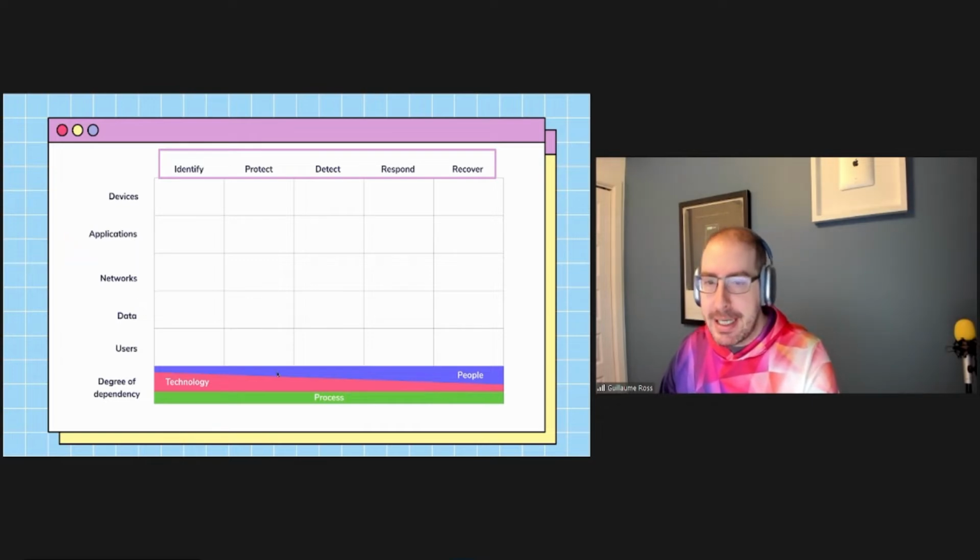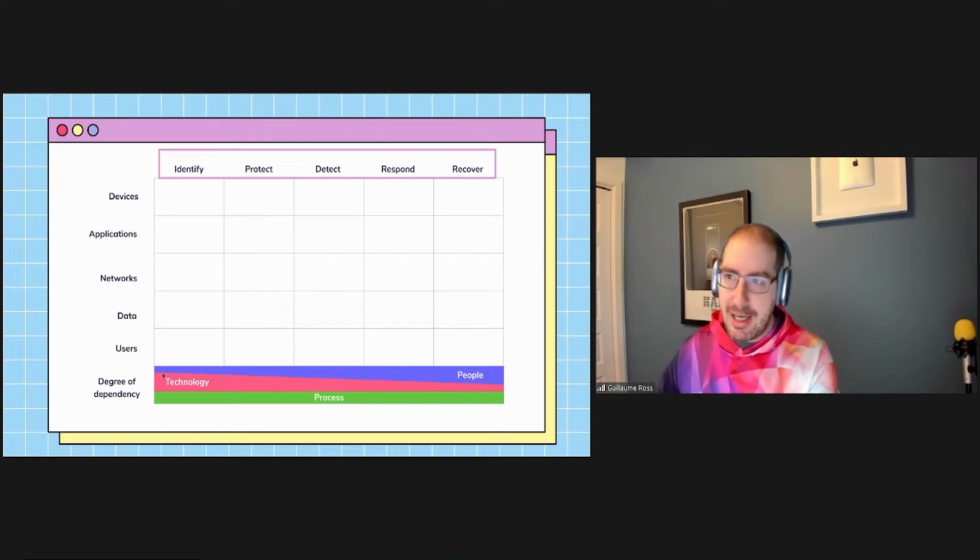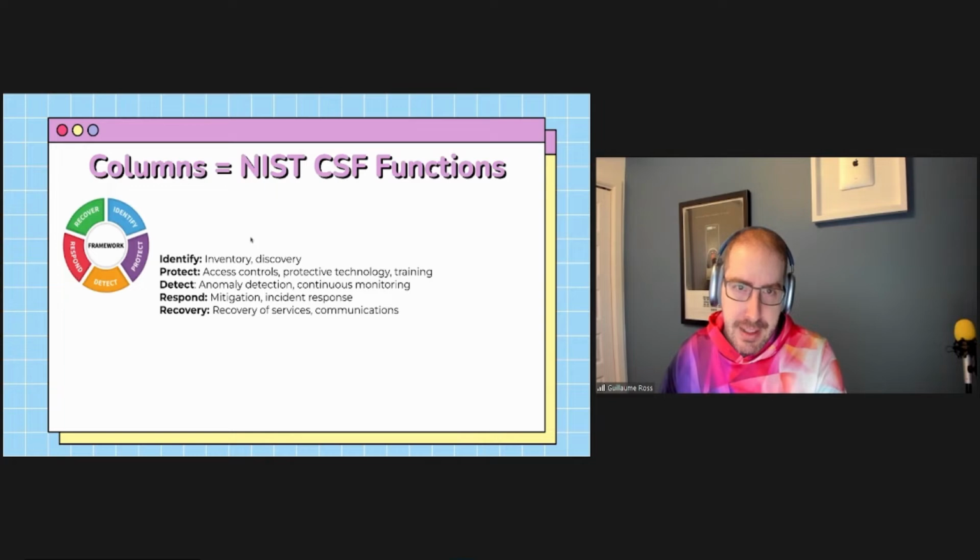So what that means is you can probably have a really good inventory of systems, especially if you're using the cloud, without any human intervention. However, if your entire company gets wiped and you need to restore from backups, you're going to need a lot of people to help with that, because you won't be able to automate all of it, right? So as we move from left to right, there's more and more manual effort that's required. And yeah, so that's what I just explained about the NIST CSF function.